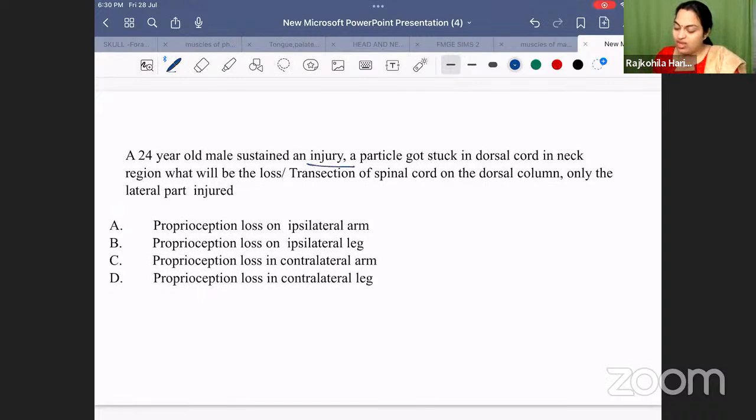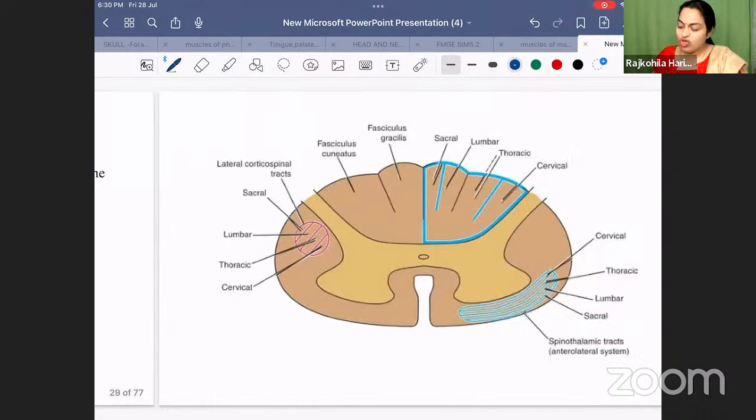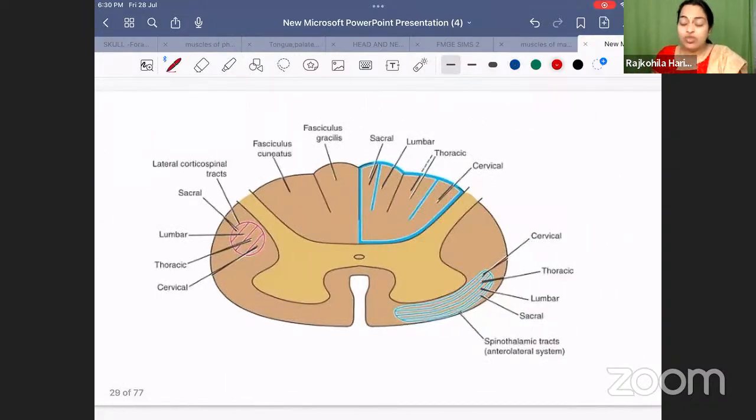Sustained an injury in the dorsal cord and only the lateral part is injured. Okay, so you definitely know it's the dorsal column pathway. Now we have to figure out which part of the body is involved. So it's very, very essential to know the arrangement of fibers in the important tracts.